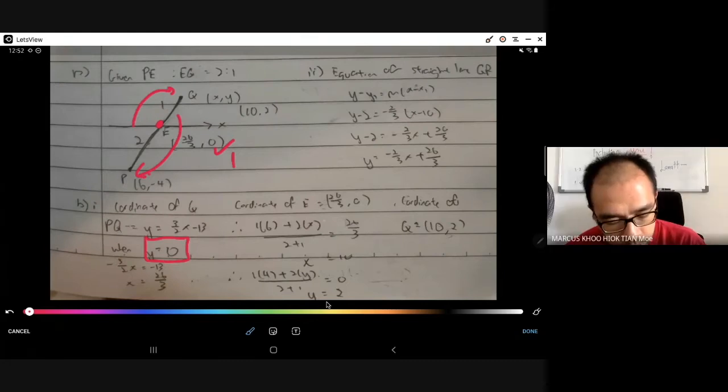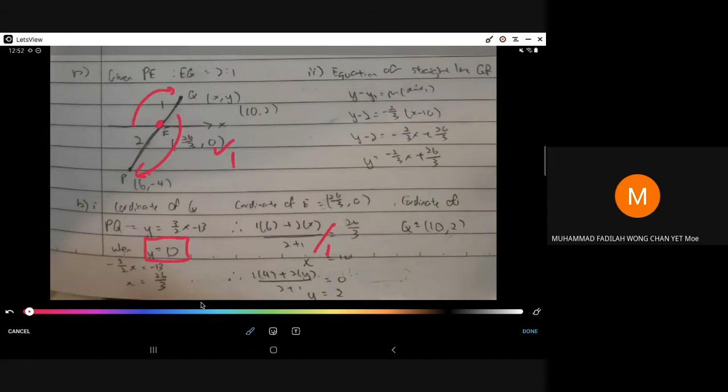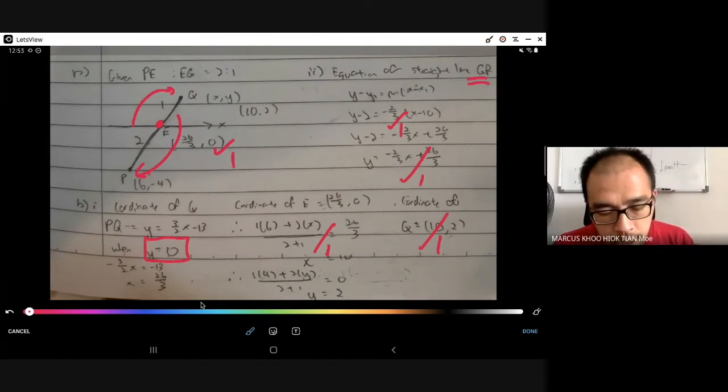Okay, continue. To find the equation of QR, we use the formula y minus y1 equals m bracket x minus x1, because QR is parallel to OP. Then we substitute y1 is 2, m is negative 2 over 3, and x1 equals 10. Then we calculate, and we will get y equals negative 2 over 3 x plus 26 over 3. Okay, good, that's it, thank you. I think that's a very clear explanation.